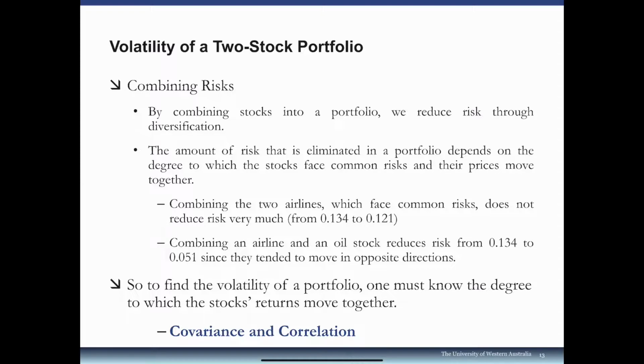Here we can see that combining the two airlines, which face common risk, because if something happened to the airline industry, you'll be spread among all the airline stocks, does not reduce risk very much. But combining an airline and oil stocks reduces risk from 0.134 to 0.051 since they tended to move in opposite directions. So to find the volatility of a portfolio, one must know the degree to which the stocks' returns move together. And that's going to take us to the next concept, covariance and correlation.